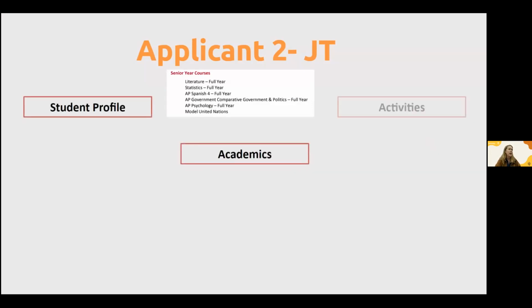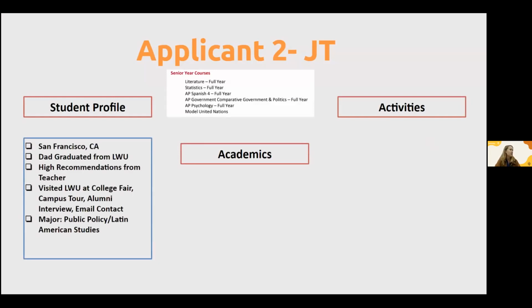All right, so we're going to look at the student profile first. So JT's from San Francisco. This student, their dad graduated from Lake Washington University, so they have that legacy connection. And they mentioned in their essays and application that since their dad had such a great experience, that's why they potentially wanted to consider it as well. They had high recommendations from their teacher, talking about their personal character as well as their academics.